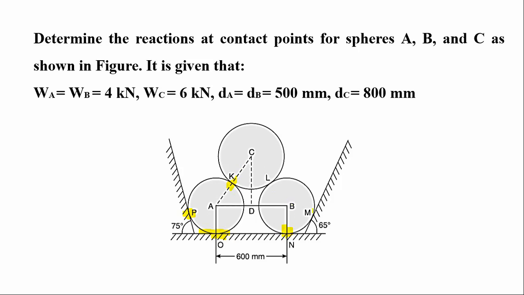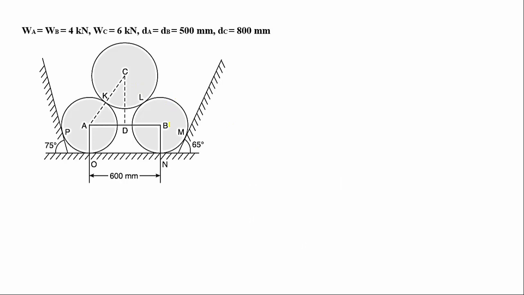The sphere B is touching this surface at point M, so here reaction has to be calculated. And B is touching C at point L, so here reaction has to be calculated. So totally we have 1, 2, 3, 4, 5, 6 reactions to be calculated. So we'll try to draw the free body diagram. But before drawing the free body diagram, let us calculate at what angle this reaction would be inclined.